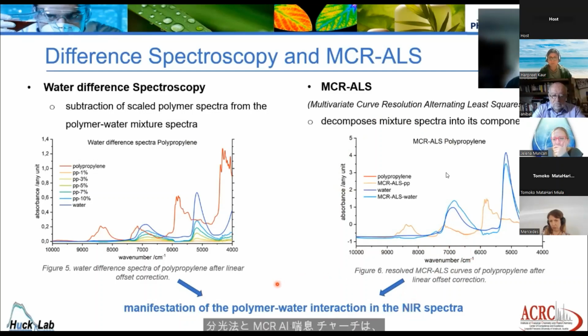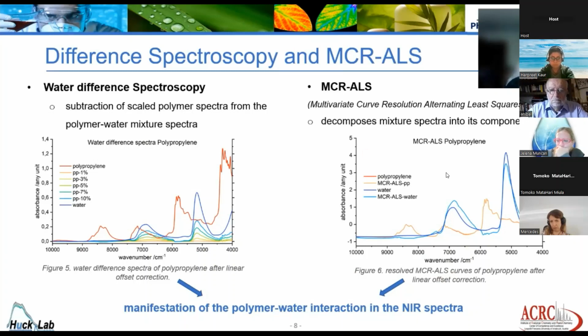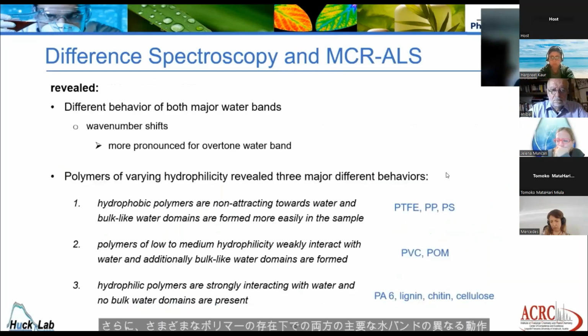The findings by difference spectroscopy and MCR-ALS method revealed that even very hydrophobic polymers like PP are interacting with water, and that these interactions are clearly manifested in the water component of the NIR spectra. Moreover, a different behavior of both major water bands in the presence of diverse polymers could be revealed. Some polymers, for example, show simultaneously a blue shift for one water band and a red shift for the other water band. Additionally, wave number shifts are much more pronounced for the overtone water band.